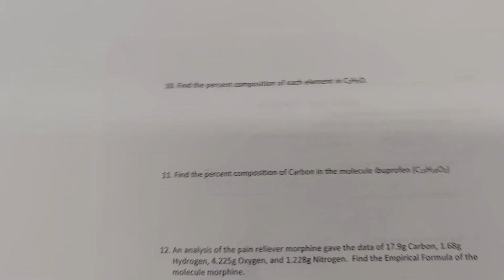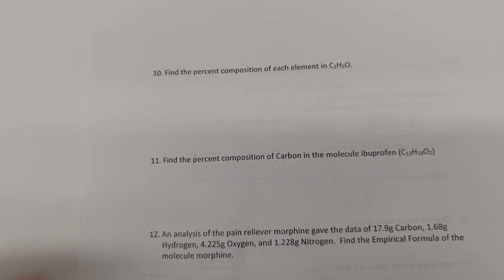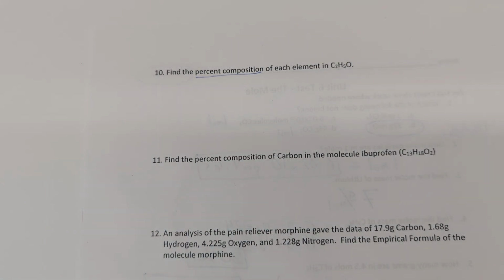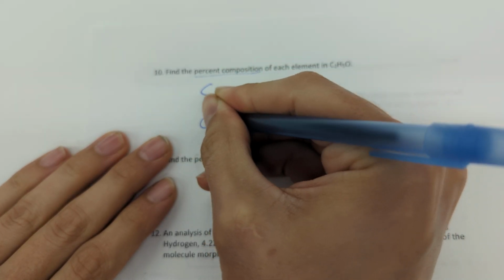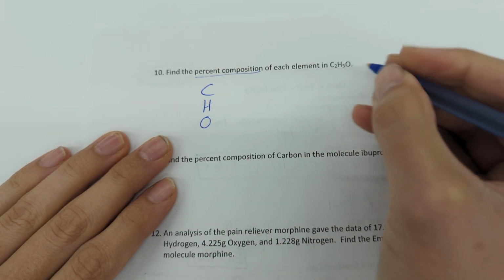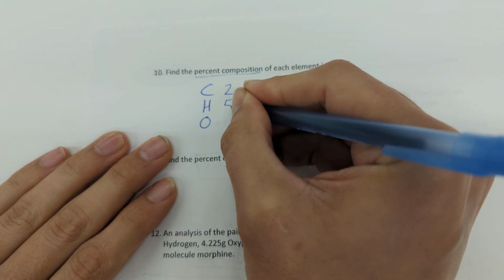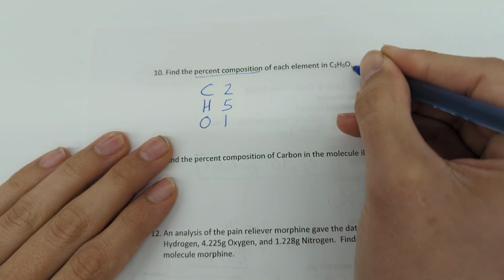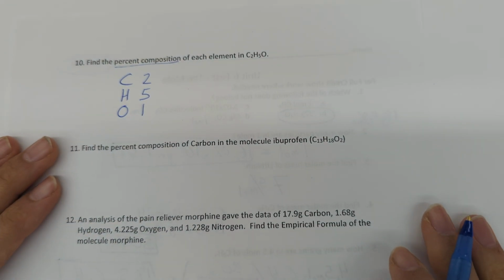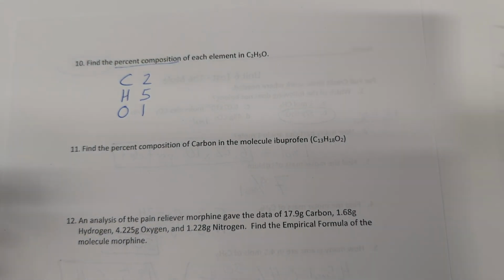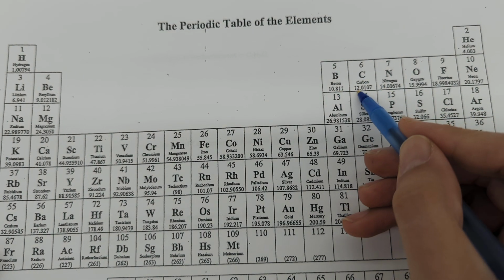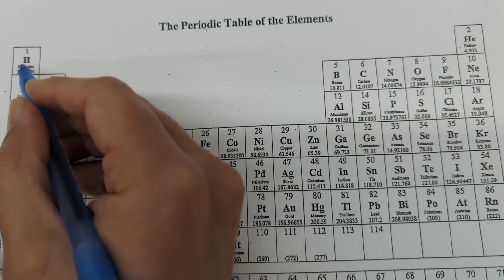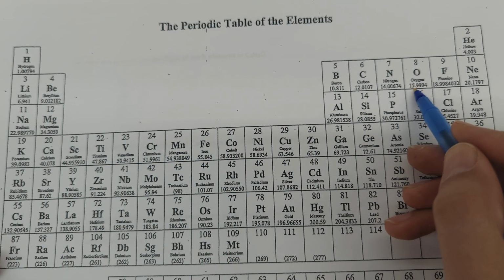All right, on the back, we had a few longer questions. Question 10, percent composition. The first step of percent composition is always to find the molar mass. So that's the first thing we're going to do. We're going to look at all these elements here. Carbon, hydrogen, oxygen. You got 2 carbon, you got 5 hydrogen, and you got 1 oxygen. Remember, if there's no subscript, we count it as 1. And we're going to use our periodic table to figure out how much each weighs. We've looked at each of these elements before, so I'm just going to do it quick. Carbon is 12 grams, hydrogen is 1 gram, oxygen is 16 grams.